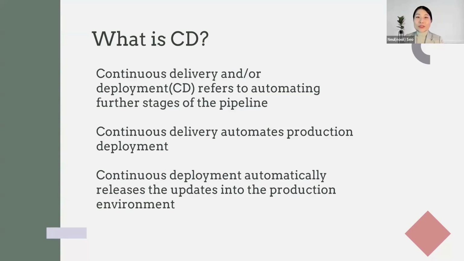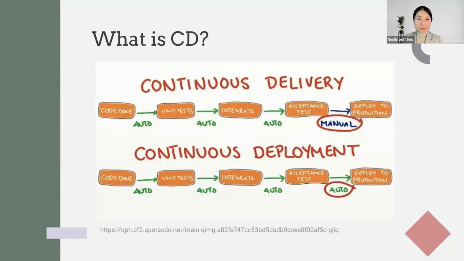Meanwhile, continuous deployment takes continuous delivery a step further by automatically deploying every code change that passes the automated tests to production. So let's see this picture. This picture shows the difference between continuous delivery and continuous deployment.